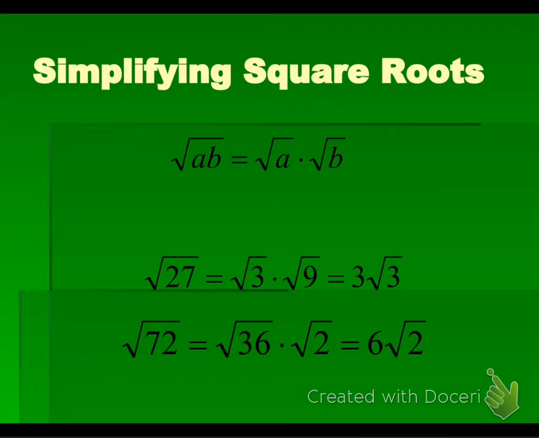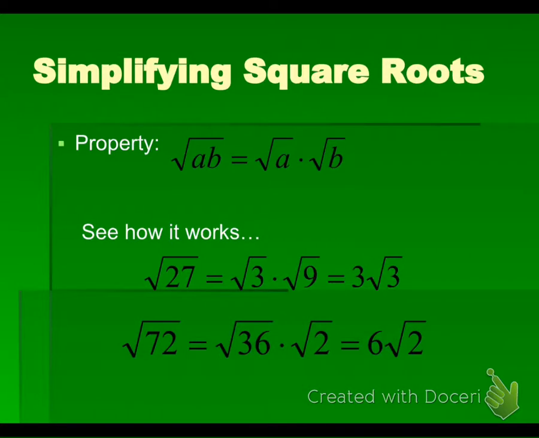Next is simplifying roots. So you see if A times B is all under the radical, we can break it up as radical A times radical B. So the square root of A times square root of B. And you see this in action with 27. So the square root of 27, you have the factors of 27, which is 3 and 9. Square root both of them. So you see that this can be broken up into the 2 factors.